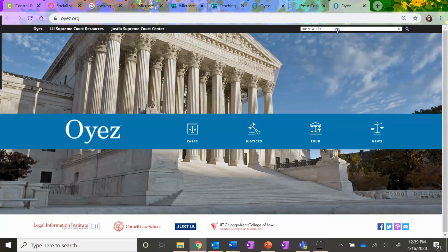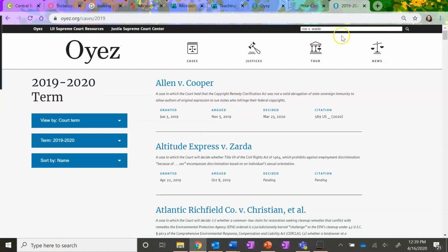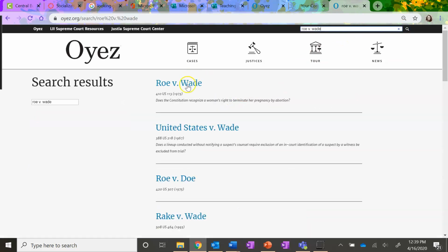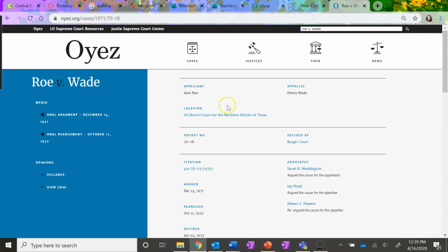Why are we not searching? What's going on here? I put in Roe v. Wade. There we go. Okay, so we'll click on Roe v. Wade. And so this is one of the first pages you're going to take a look at.